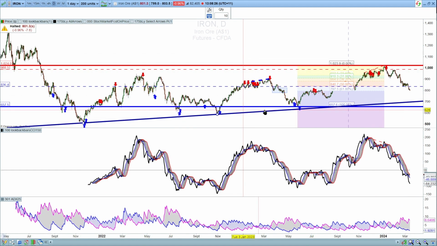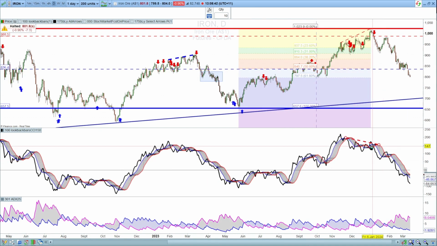Now I've got a couple of support lines here. I've got this horizontal support at 657 and this diagonal support which cuts through those bottoms. So it could possibly land there, and that'll be our next level of support on that diagonal trend line. I'll keep an eye on that. But notice the CCI 150 on the daily is also declining. It's broken down through the moving average band, so that allows us to trade short positions as well.